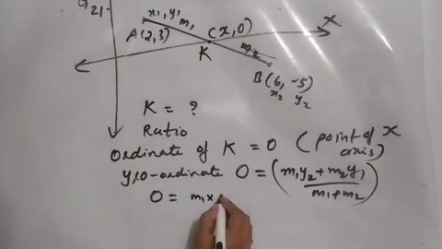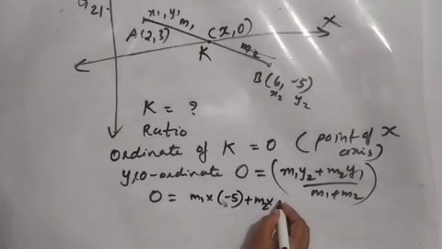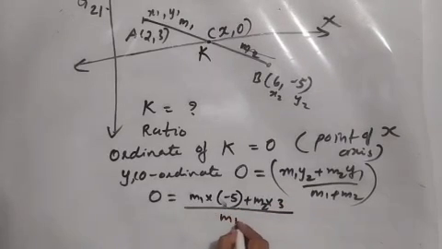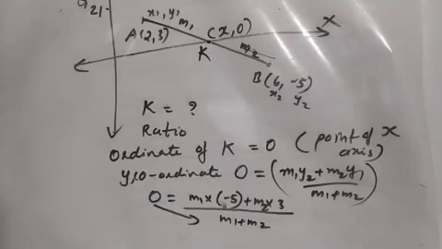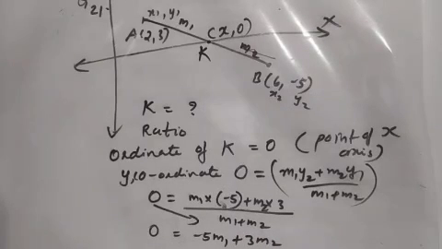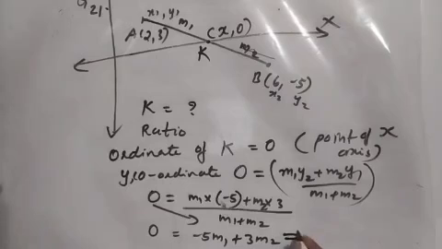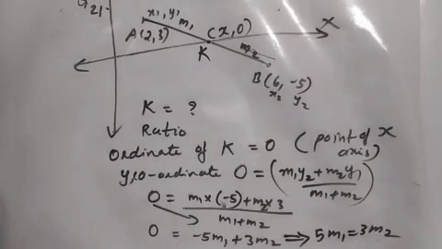m1 into y2 minus 5 plus m2 into y1, that is 3 by m1 plus m2. Cross multiply. What is m1 plus m2 into 0? 0. Minus 5 m1 plus 3 m2. Let us write minus 5 m1 to the left side. How can we write that? 5 m1 equal to 3 m2.